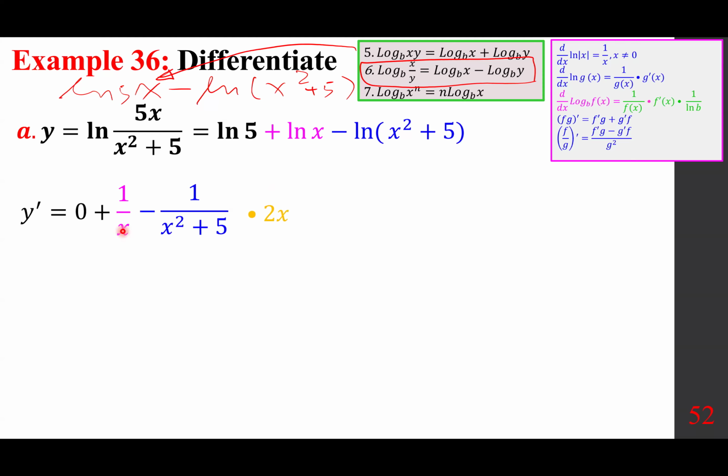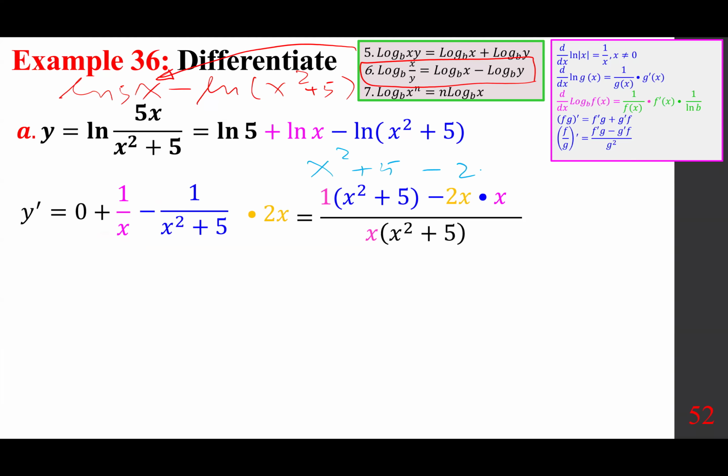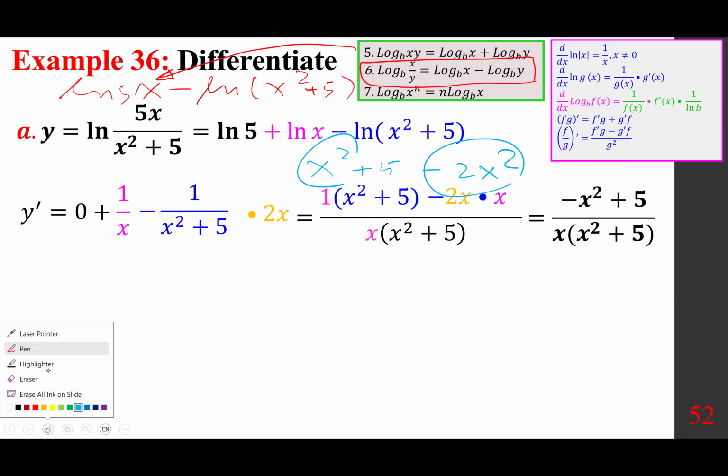So we are going to put these two together, the common denominator of x times x squared plus 5. This would be 1 times x squared plus 5. This would be minus 2x times x. My apologies, minus 2x. Minus 2x times x. So let's see what we get here. We get x squared plus 5 minus 2x squared. We can combine these two into minus x squared. So the final answer would be minus x squared plus 5 over x times x squared plus 5.